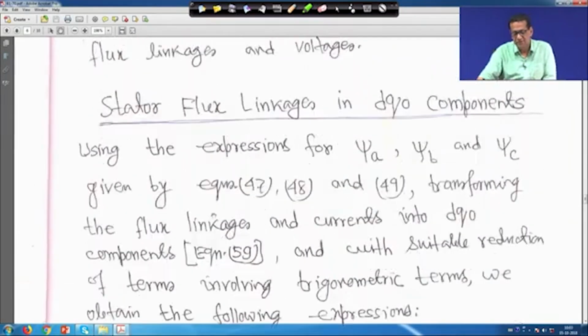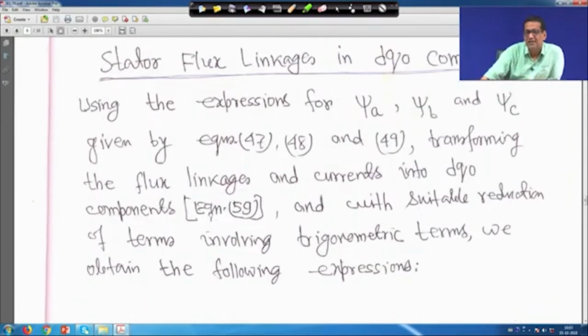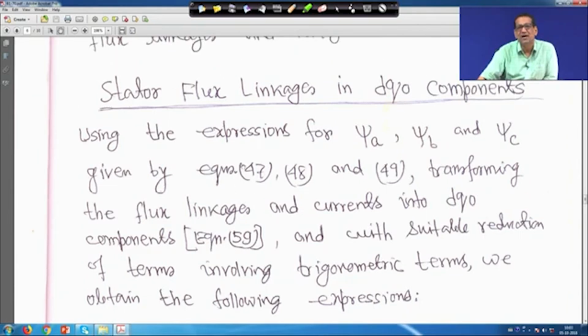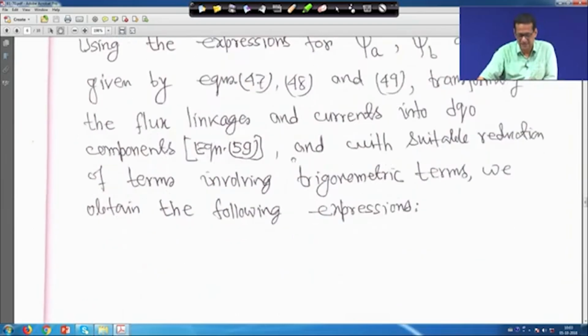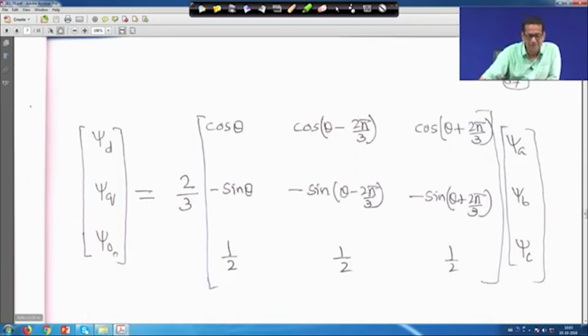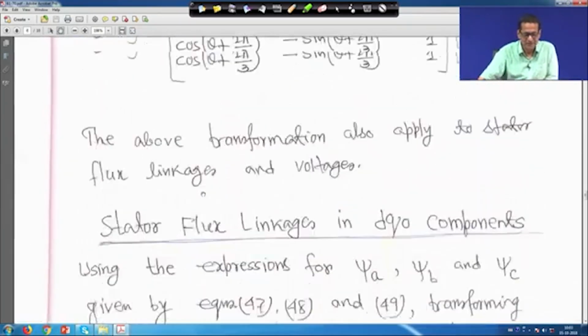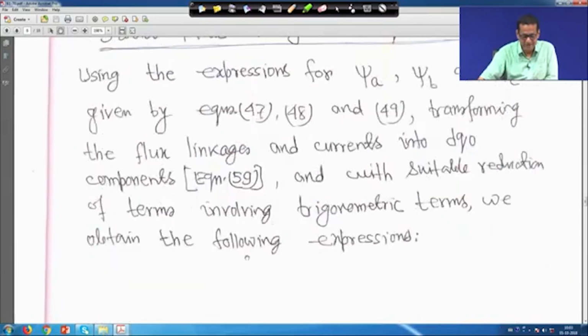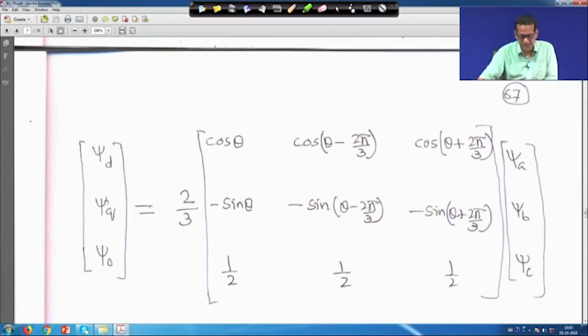Now, if we try to derive all this mathematics, all the derivation, it will consume a lot of time. So, just certain things we have to keep in mind. Flux linkages, induced voltages, all expressions will be similar, only the variables are different. So, you will find that psi D, psi Q, psi 0 are the same as before, like your ID, IQ, I0 with 2/3 into this matrix; same thing for flux, only the variables are psi D, psi Q, psi 0.